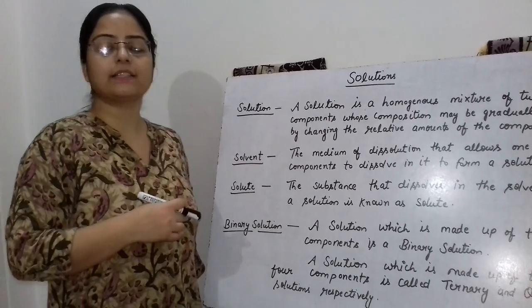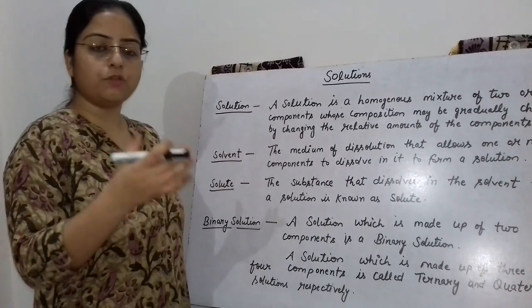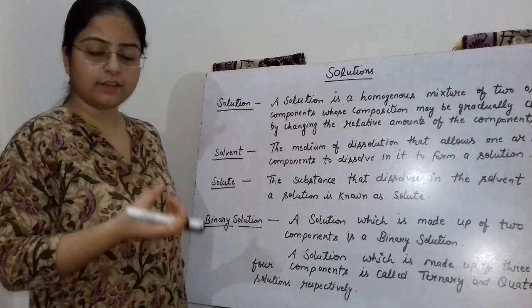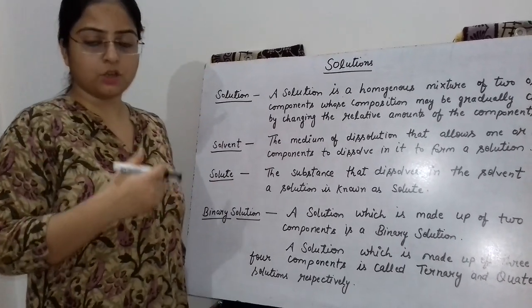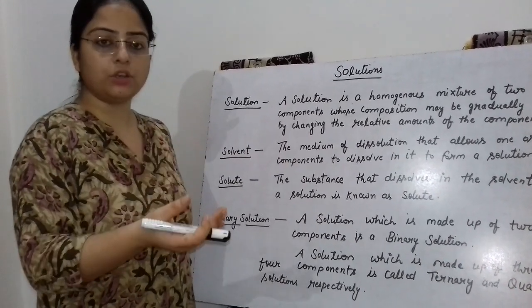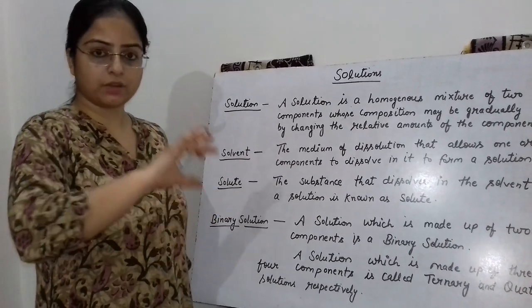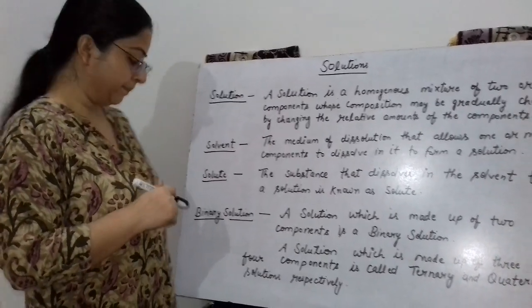Now let's take the example of sugar solution in water. Water is the solvent here. It is the medium of dissolution in which sugar is dissolved. So in this case we can say that water is the solvent, sugar is the solute, and when sugar and water combine, the solution is formed.